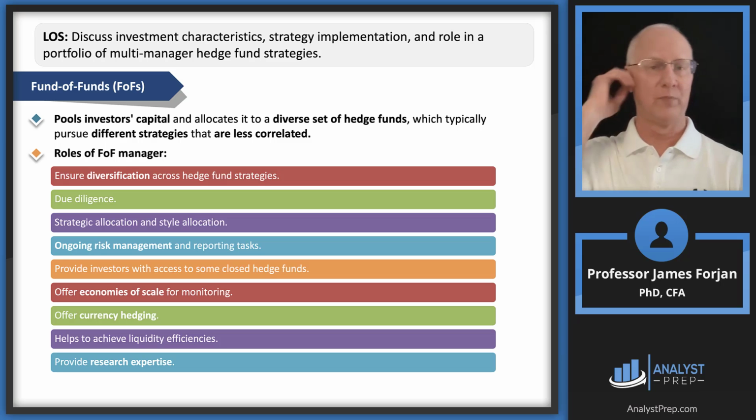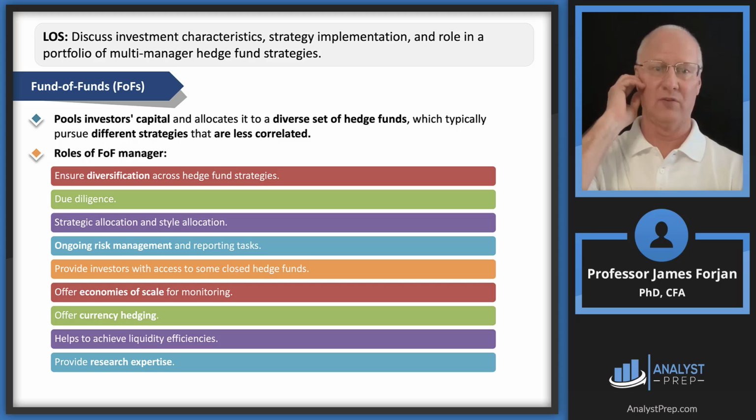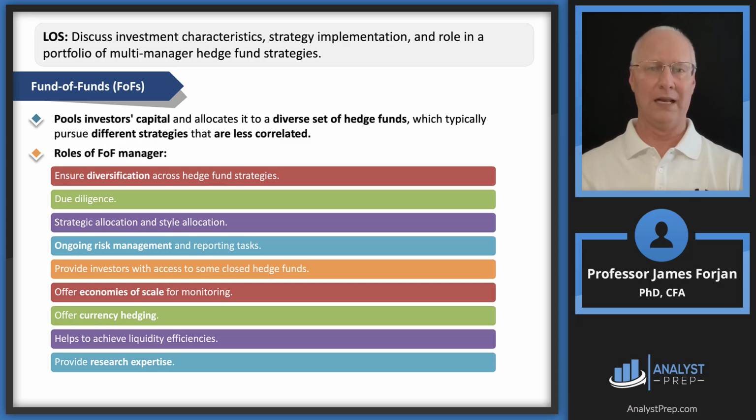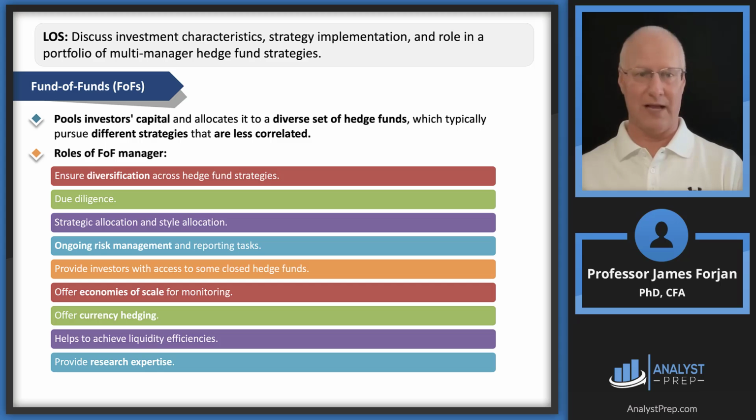So we could use those previous 5 strategies. They're probably going to be less correlated, right? We want to take advantage of diversification. So what is the role of this fund of funds manager? Yeah, ensure diversification, lots and lots of hard work, due diligence, strategic allocation, not to mention tactical allocation, but also include style allocation in there. Boy, we'll have to worry about risk management. That makes sense.